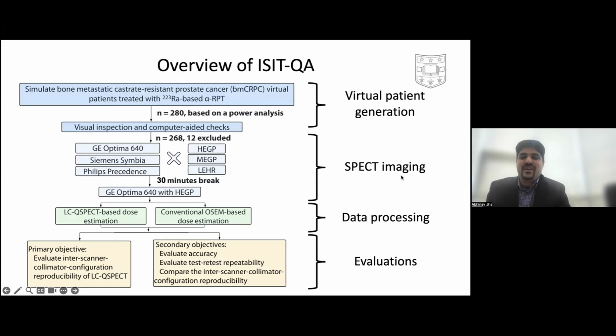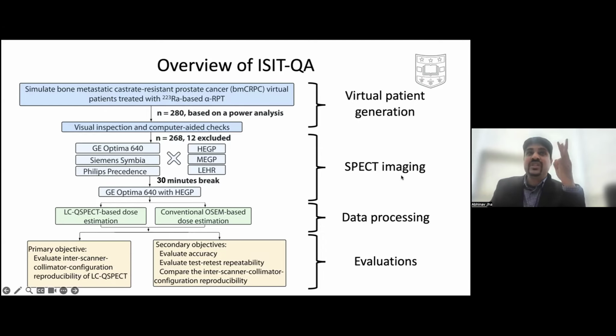So, now coming to your question regarding the collimators. What we wanted to do was again simulate things that can happen across different centers. Some centers would have LEHR, but there are some centers that may have MEGP collimators and some that may have HEGP collimators that they are using for imaging. So we wanted to have different kinds of scanners and different kinds of collimator configurations to assess how reproducible our method is to a combination of these scanner collimator configurations.